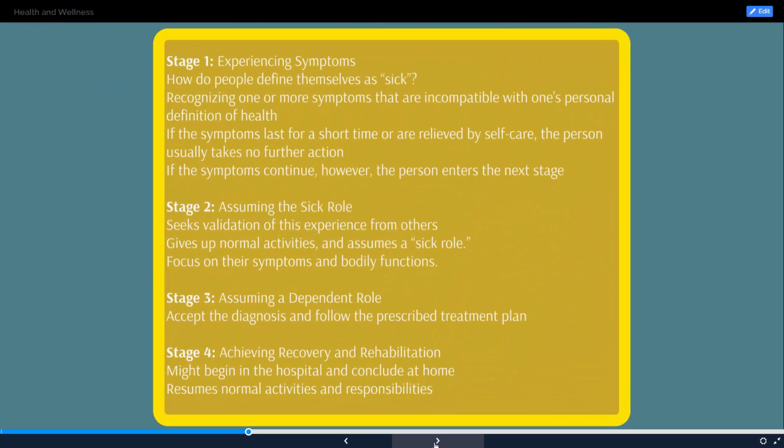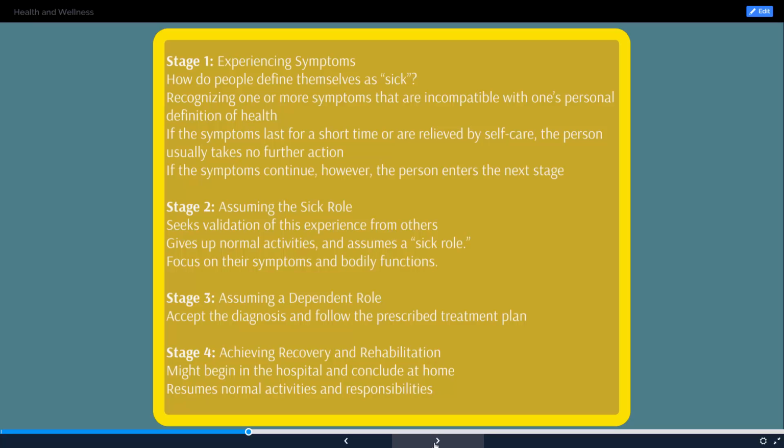So let's look at stage 1. That's experiencing symptoms. So if you could think about, whenever you've been sick, what symptoms did you have? Maybe it started as a tickle in your throat, and then your throat got a little more sore, and then you started having a runny nose, and then you started to have a headache. But some people would blow that off and say, oh, it's just allergies, or it's nothing, or I'm not really sick. So how do people define themselves as sick? What is sickness to that person, right?